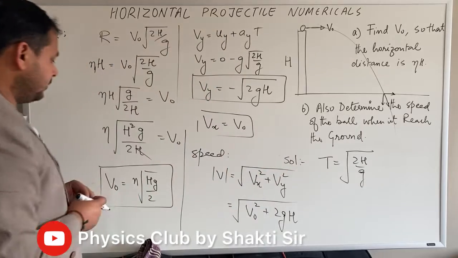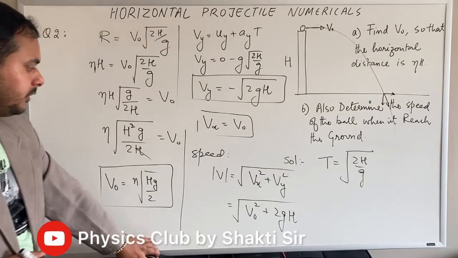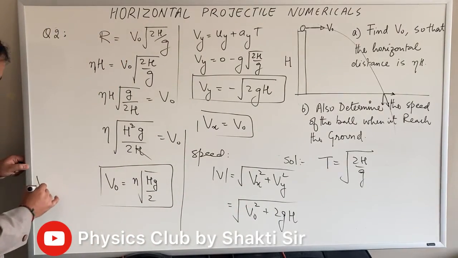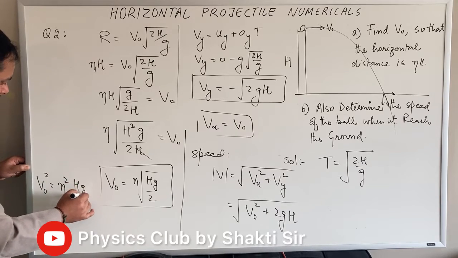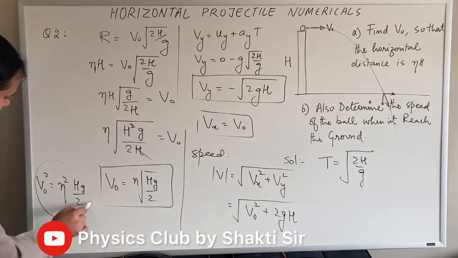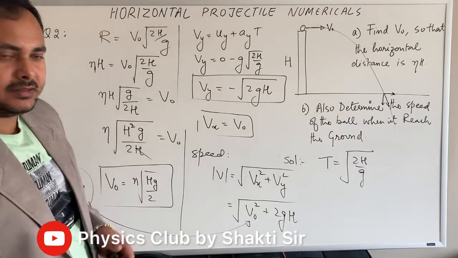So it's quite easy now. Here the value of v naught, we need to calculate the value of v naught square. From this, v naught square comes out to be eta square hg upon 2. We will substitute this result here, and we will get the answer.